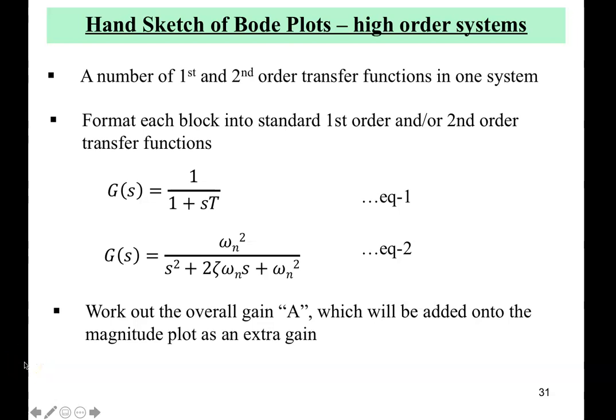In the previous session, we looked at the detailed steps to hand sketch Bode plots for standard first and second order systems, with DC gain being 1. We didn't deal with any other DC gains. If your transfer function is not in a standard format, obviously you need to reformat it. Make sure you get them into the right format before you can calculate the corner frequencies for each of the first or second order transfer functions.